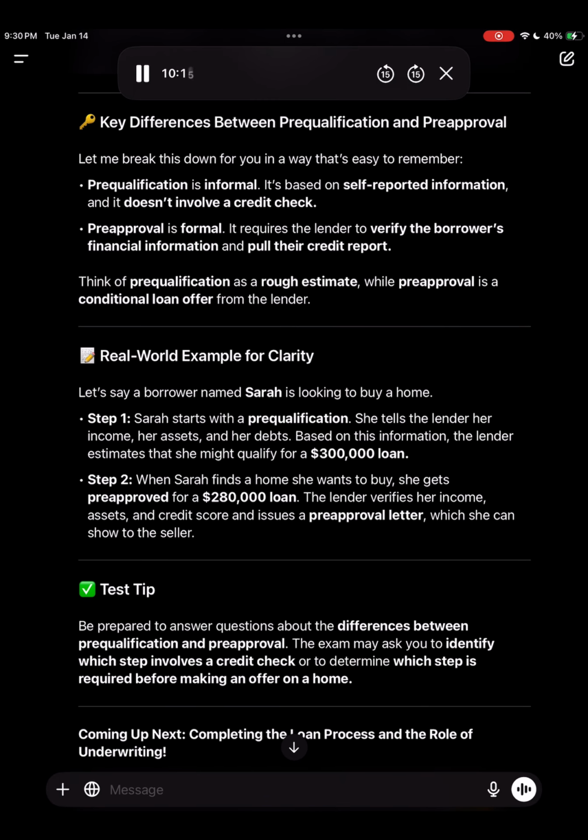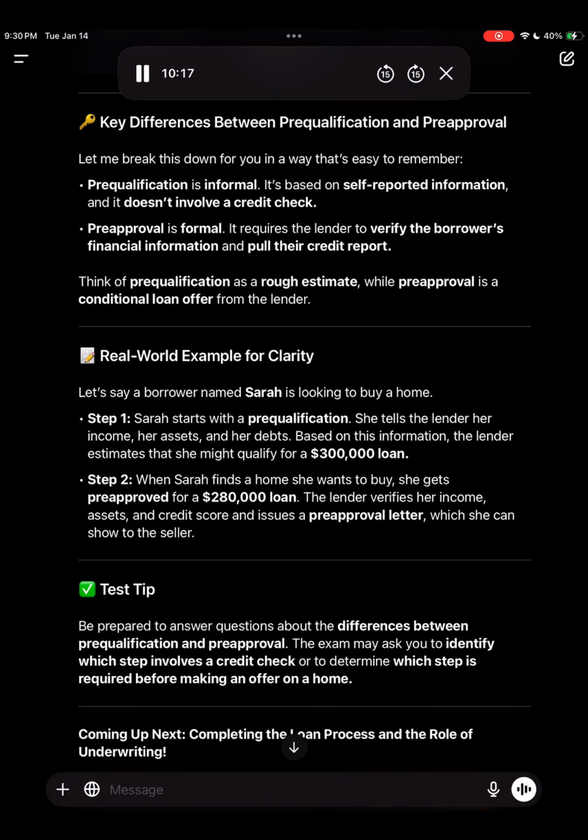Pre-qualification is informal. It's based on self-reported information, and it doesn't involve a credit check. Pre-approval is formal. It requires the lender to verify the borrower's financial information and pull their credit report. Think of pre-qualification as a rough estimate, while pre-approval is a conditional loan offer from the lender.